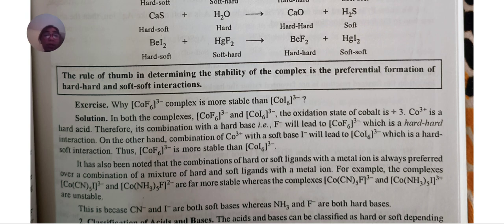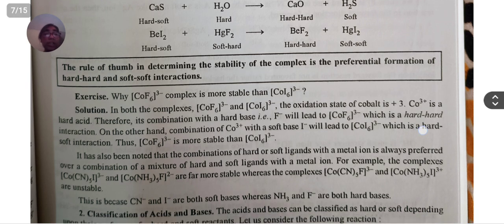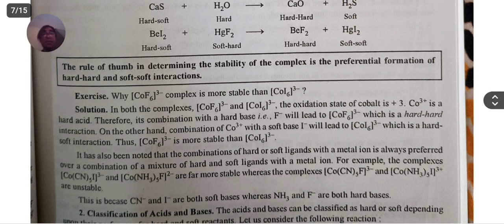It should also be noted that a combination of only hard or only soft ligands with the metal ion is always preferred over a mixture of hard and soft ligands with the metal ion. For example, the complexes [Co(CN)5I]3- and [Co(NH3)5F]2+ are far more stable, whereas the complexes [Co(CN)F5]3- and [Co(NH3)5I]2+ are unstable. This is because CN negative and I negative are both soft bases, whereas NH3 and F negative are both hard bases.